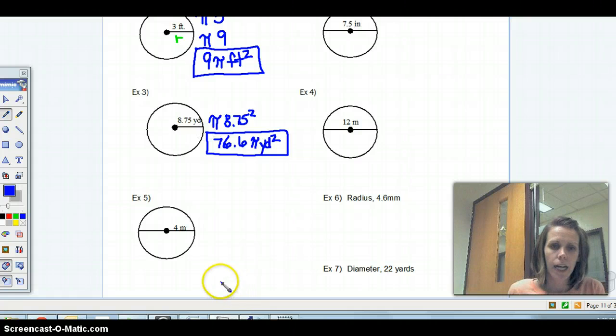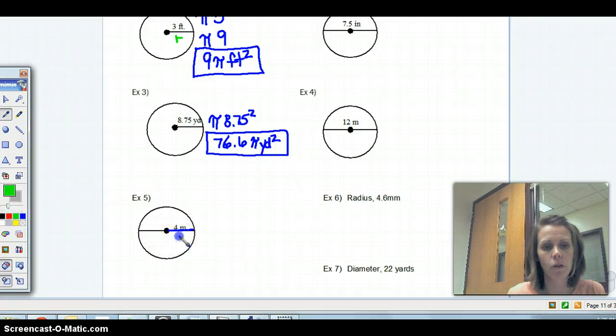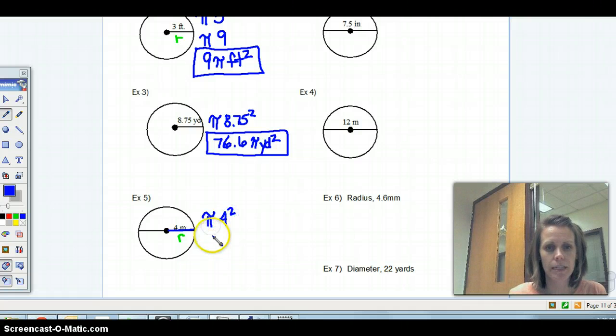Okay? All right, example number 5 is a little misleading, and you have to be careful. Remember I said I'd always write the diameter, the whole distance across, smack dab in the middle. This one has a whole line going across, but it's only giving you this part of that line. So this is actually the radius, so don't be fooled if you see a full line across, okay? So we're going to do pi 4 squared. And 4 squared is 16, so your answer is going to be 16 pi meters squared.